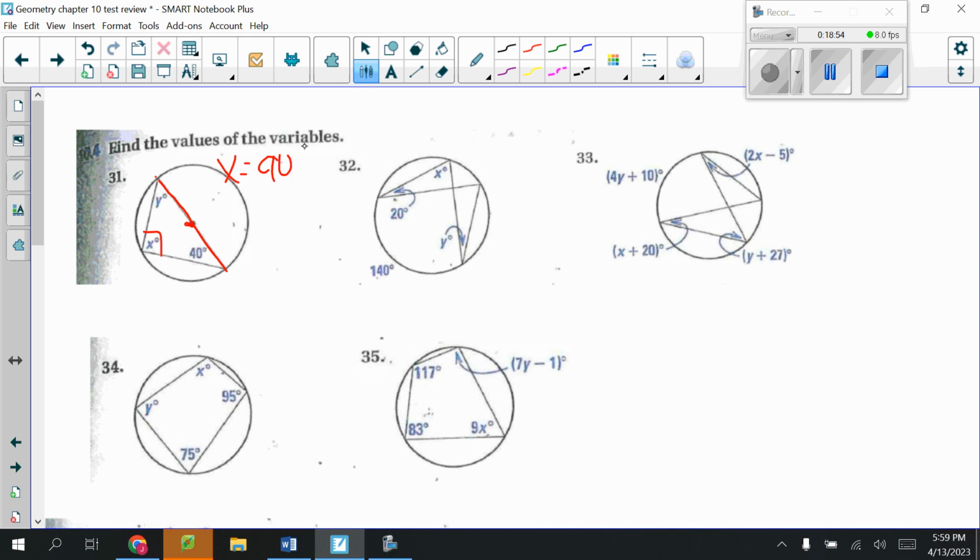I can now find y because I know all three angles have to add up to equal 180 because it's a triangle. Since this one's 90, I know these two together have to equal 90. So y equals 90 minus 40. So y is 50 degrees.